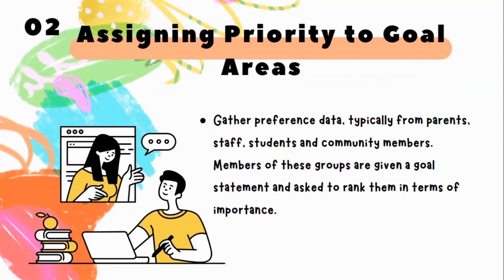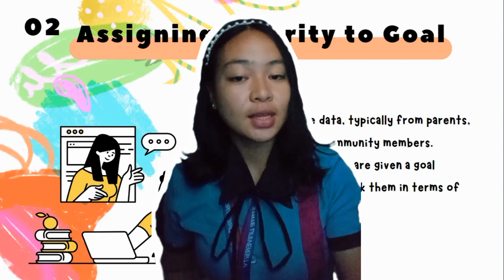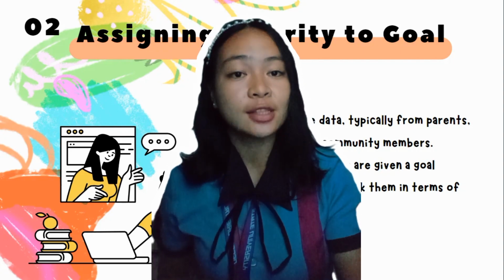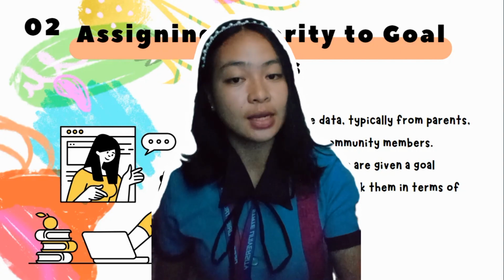The second phase consists of gathering preference data, typically from parents, staff, students, and community members. Members of these groups are given goal statements and asked to rank them in terms of importance. Opportunities are provided for the respondents to add to the set of goals presented.